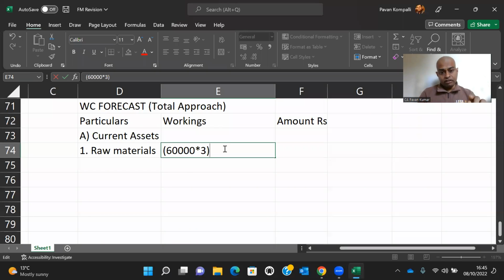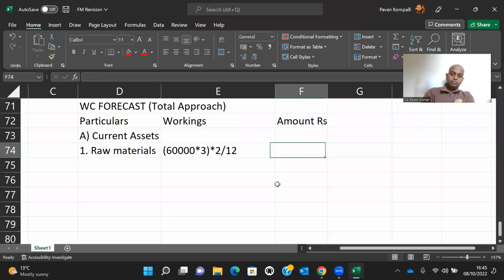If this is for 12 months, how much of the raw material will be there in my hand for 2 months? 2 by 12. Calculate and tell me how much it is. 30,000. That's all. Correct answer.